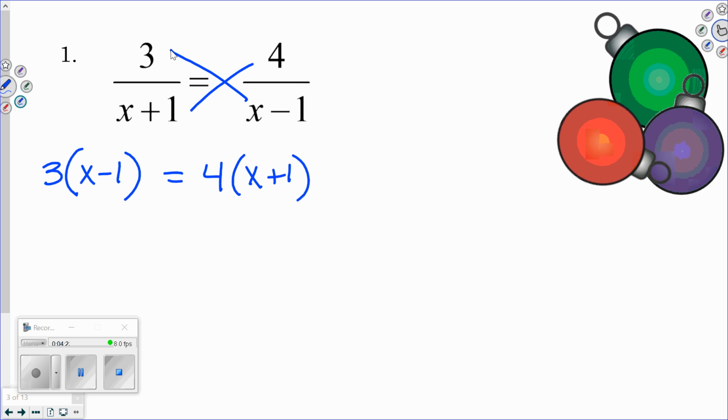When I look at that, if I gave that to you and I said solve that, what would you do? What would you distribute, right? So 3x minus 3 equals 4x plus 4. Are you noticing there's no fractions? Everybody's seeing this. Fractions went away. It's beautiful. How do you solve that?